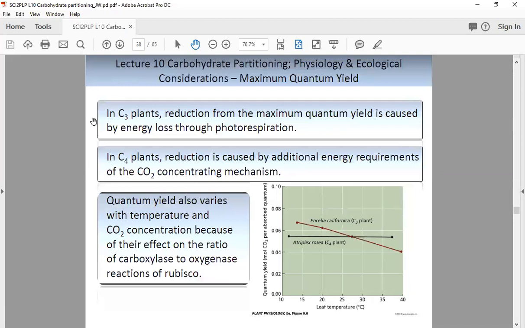Photorespiration. So does anyone remember the problem with Rubisco? Rubisco, remember, is the enzyme that fixes carbon dioxide in the Calvin-Benson cycle. Does anyone remember the problem? No? That's all right.